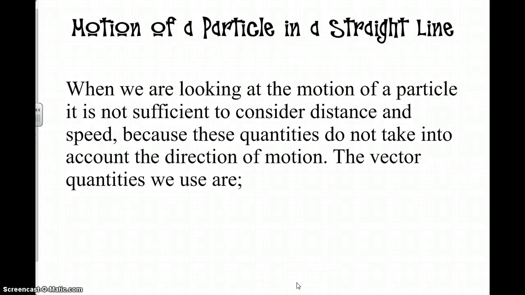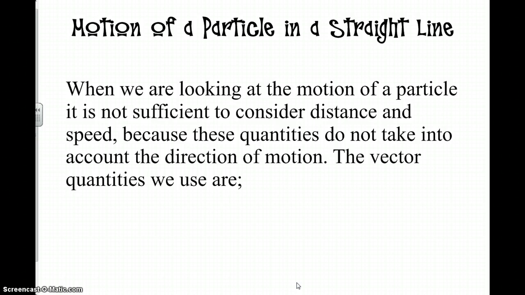Right, this lesson's on the motion of a particle in a straight line. When we're looking at motion of particles, we used to consider distance and speed. Speed equals distance over time. But it's really not sufficient to consider those. They are scalar quantities because they don't take into account the direction that the particle's moving in. So rather than that, we now use some different quantities, which are vector quantities.